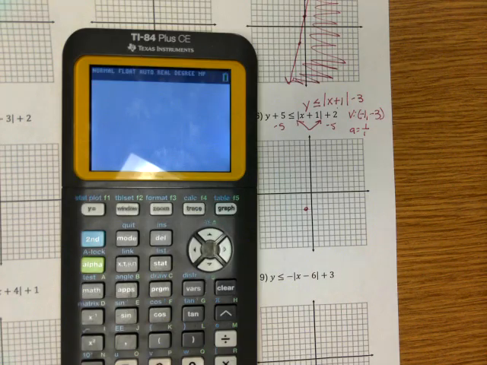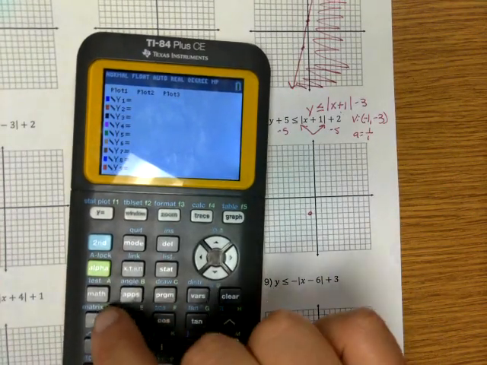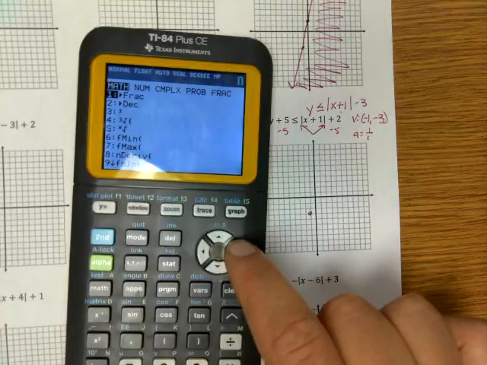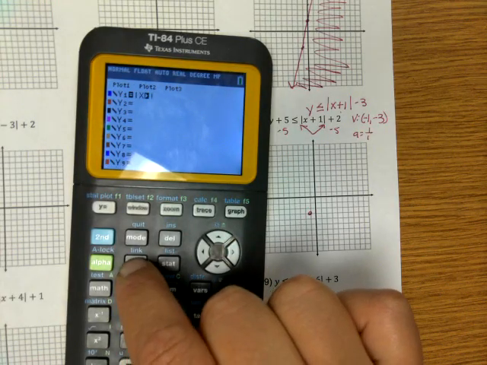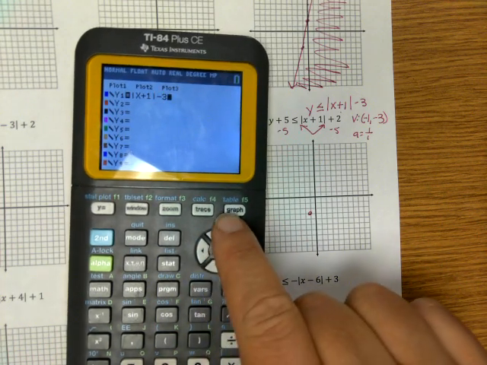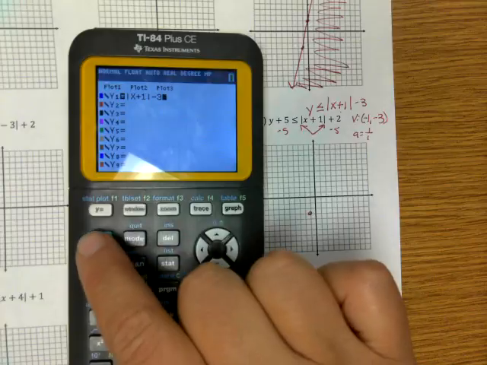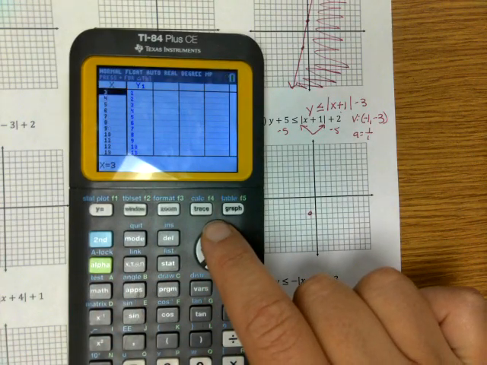Just a little review for the graphing calculator. Y equals, and you're going to type in your absolute value, so math button, and then you go to num, absolute. X value is right here next to the alpha. X plus 1, you have to arrow over, minus 3. You have to get to that table part, so that means you have to push the blue button first. And we know our vertex is negative 1, negative 3.